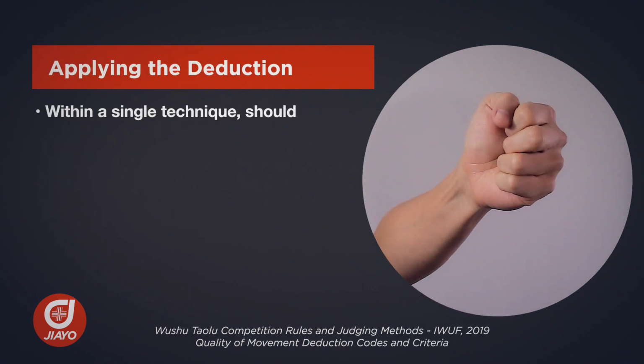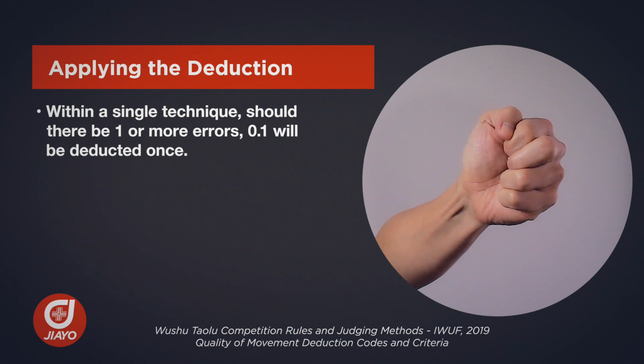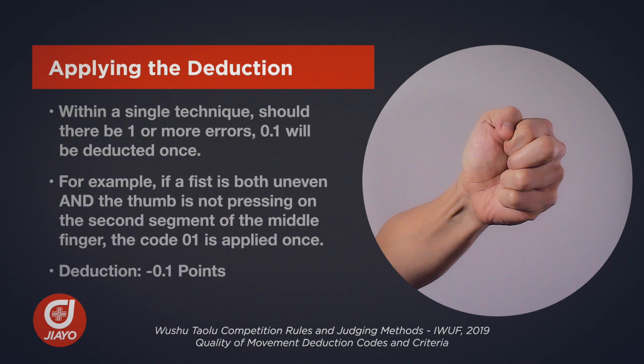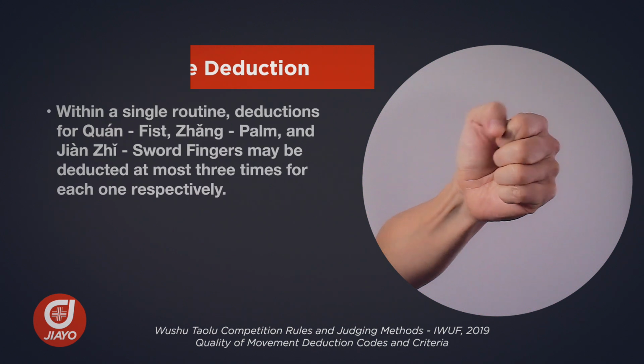Within a single technique, should there be one or more errors, 0.1 will be deducted once. For example, if the fist is both uneven and the thumb is not pressing on the second segment of the middle finger, the code 1 is applied once for a 0.1 deduction. Within a single routine, deductions for quan, zang, and jianzi may be deducted at most 3 times for each one, respectively.